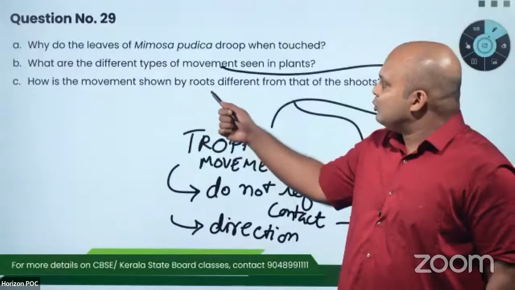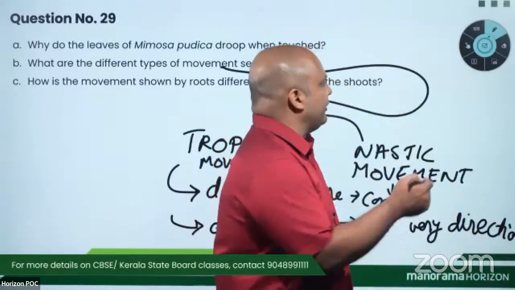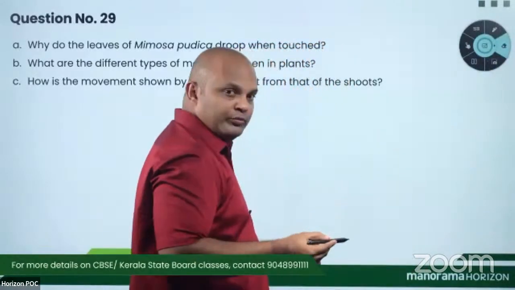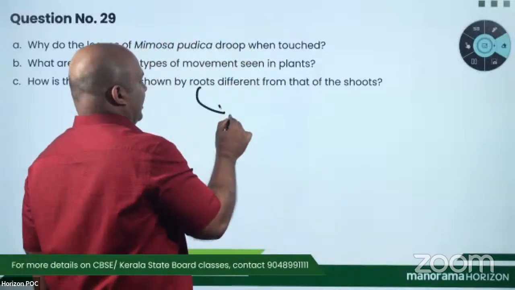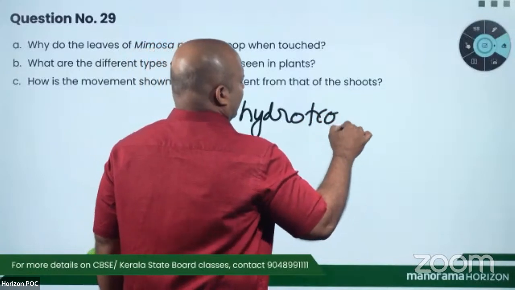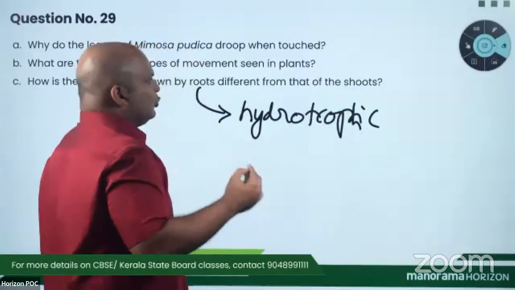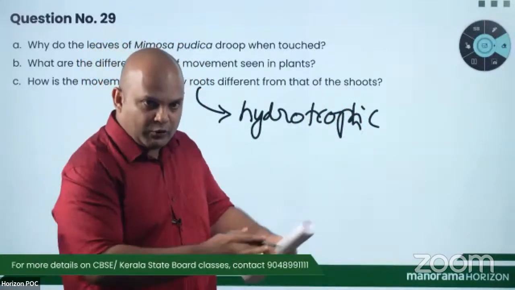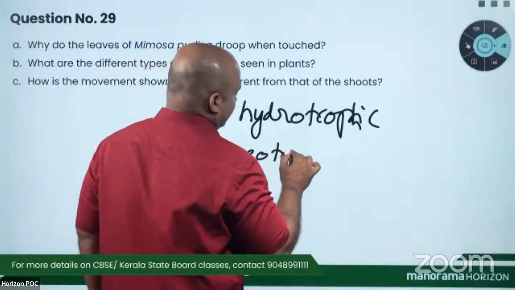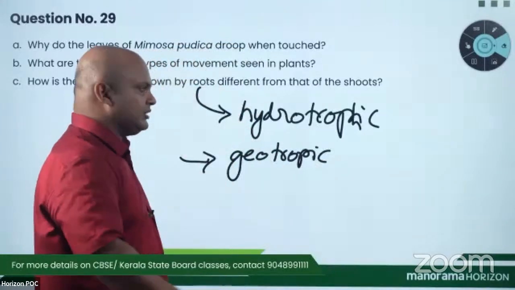Now, how is the movement shown by roots different from those of shoots? To build upon what we have just learned, plants show tropic movements. Roots are hydrotropic. They are traveling towards water. They will try to seek out water. They are also geotropic. They are traveling in the direction of gravity, towards gravity.